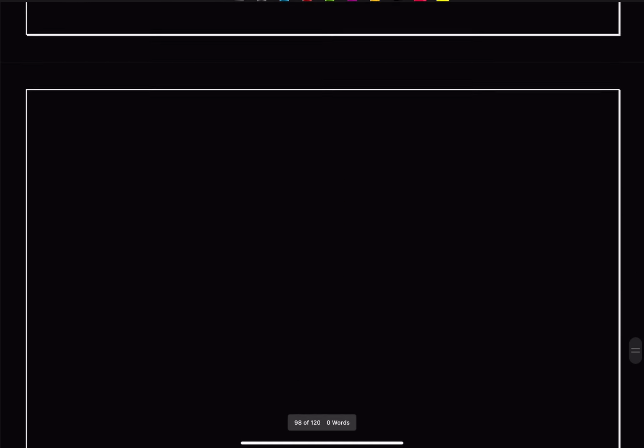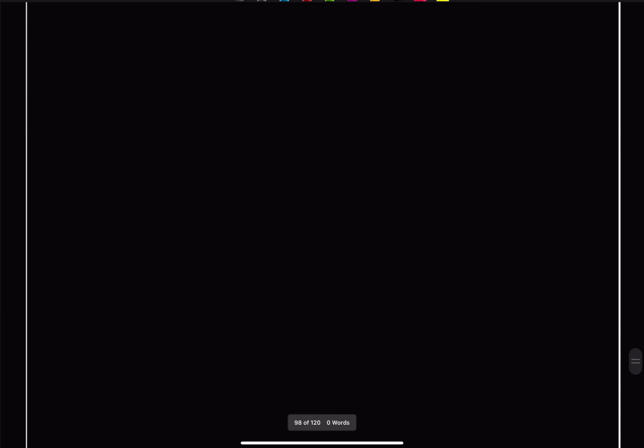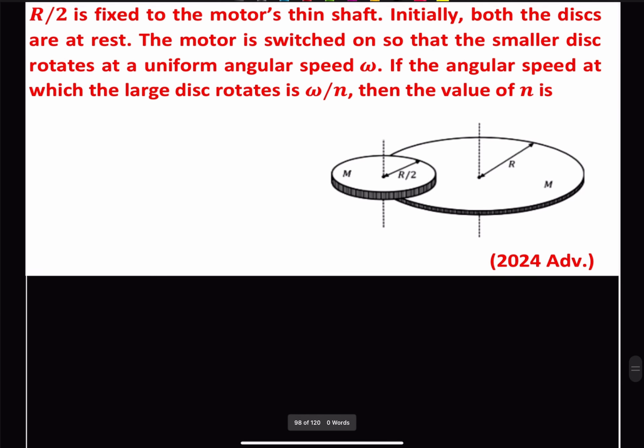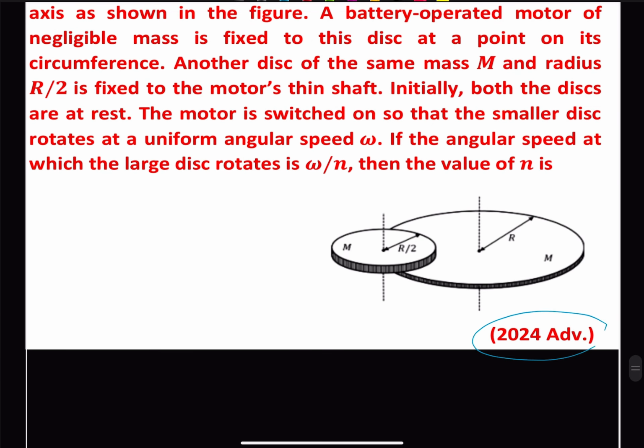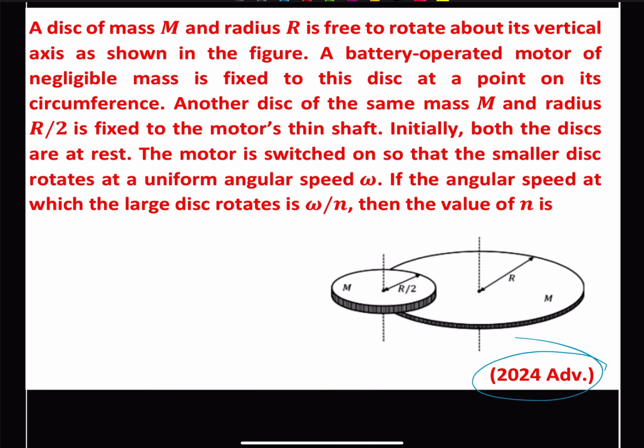Next question. This was asked in 2024. So up till now we have done mains and advanced questions from the year 2023. So we are going to start with 2024 advanced.